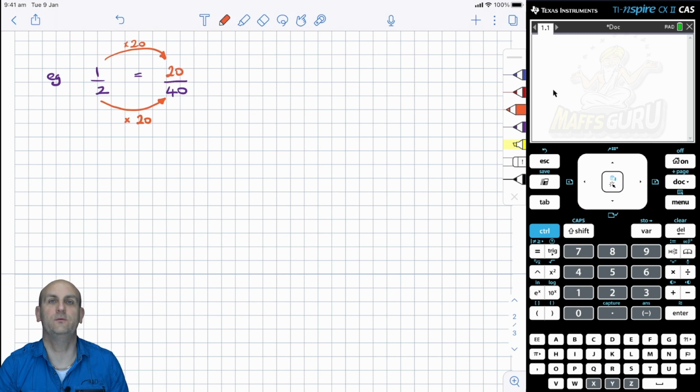Now again, other people do this in a different way. If I want a half and I've got 40 pieces, there's going to be 20 on top. There's another way of thinking about it.